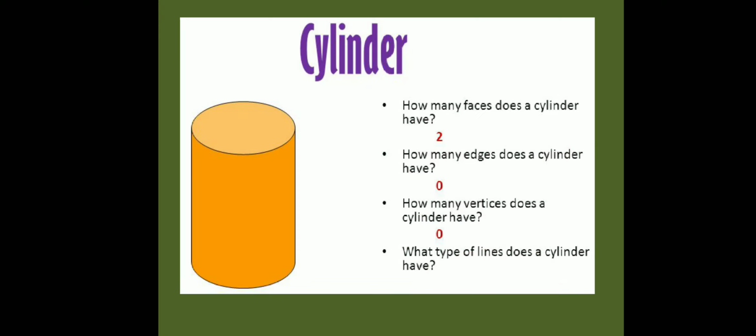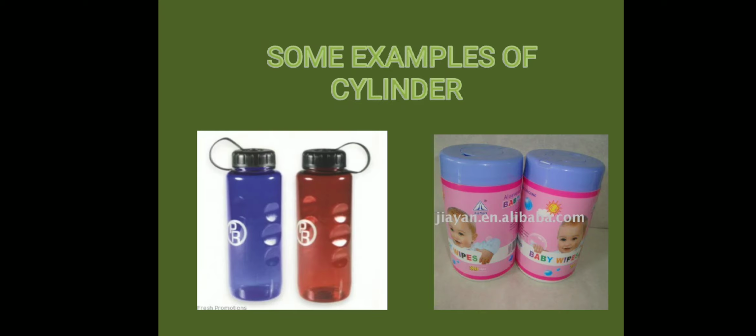Now let us learn about the cylinder. A cylinder is made up of two circular flat faces above and below and one curved surface in between. Yes, it has two flat circular faces and two curved edges. Not edges, it has two curved edges. Edges it has 0. But how many curved edges? 2 curved edges. And how many vertices? 0, because there are no corners in this shape. Some examples of a cylinder: water bottles, gas cylinder, etc.